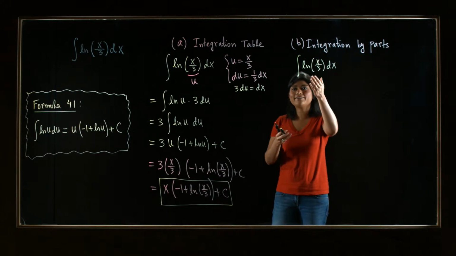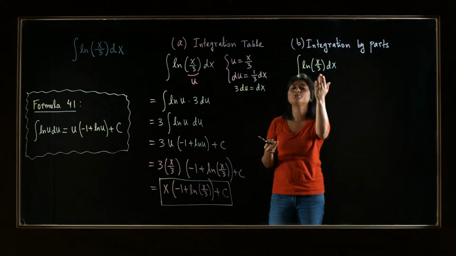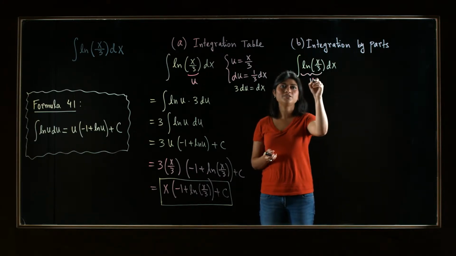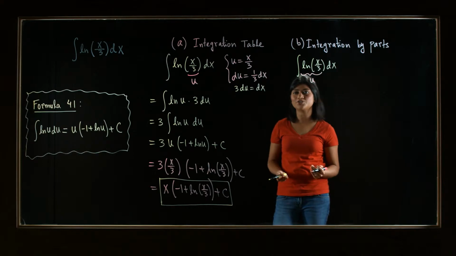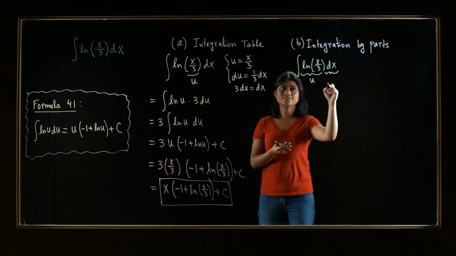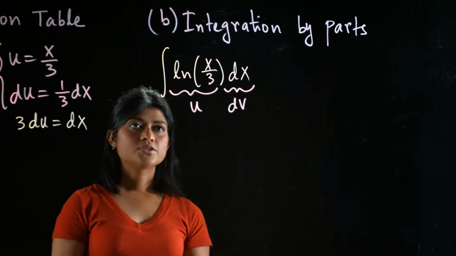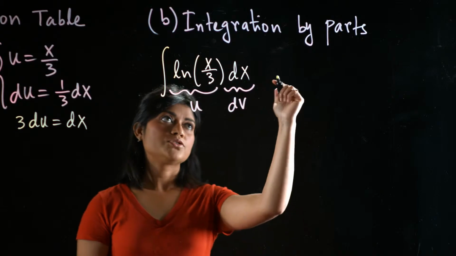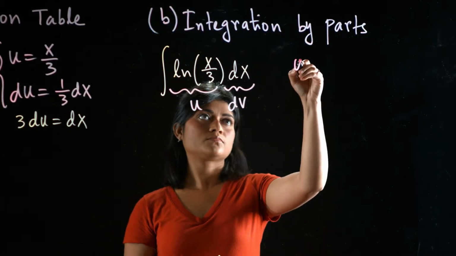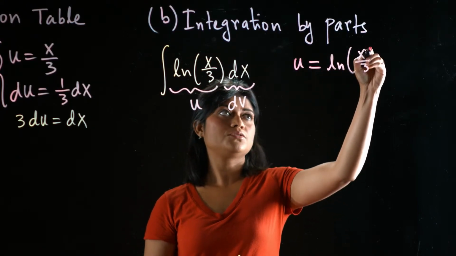Now notice we can't really integrate it because that's what we're trying to do. We're trying to integrate. So we should not choose natural log as our dv, but we should choose natural log to be u because you can differentiate natural log. So where is dv? Well, the rest is dv, which is dx. So let's write this down. So you have u is natural log of x over 3.